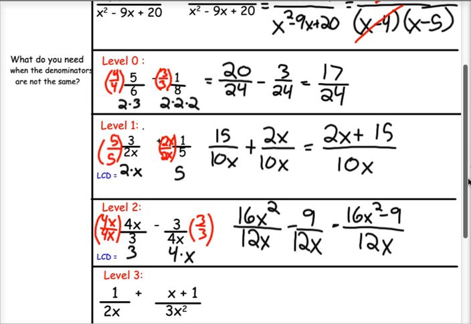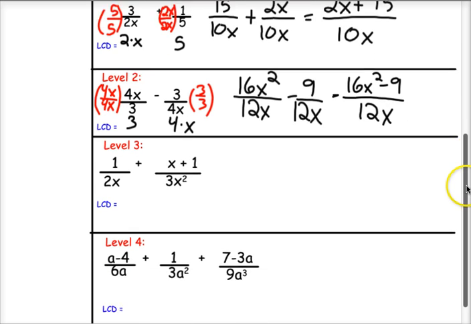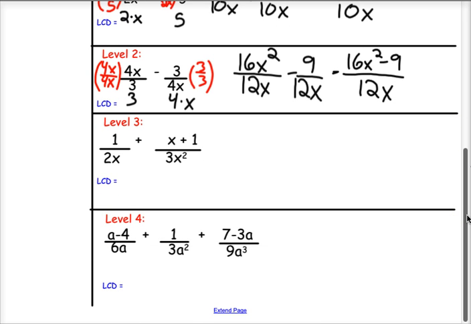Let's dive in to the next difficulty, level 3. Now this is where it starts getting a little bit more meaningful. Why I'm having you write this out. So 2x is 2 times x. 3x squared is 3 times x times x.